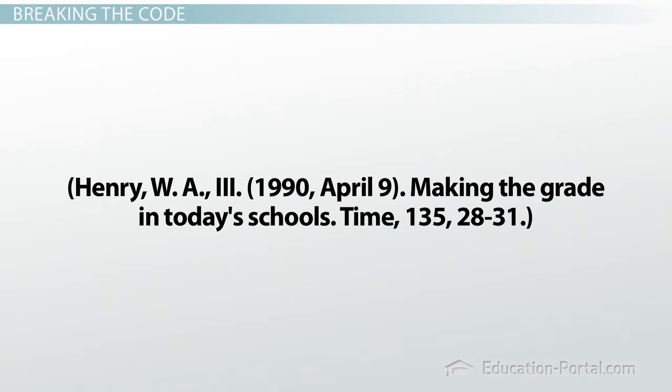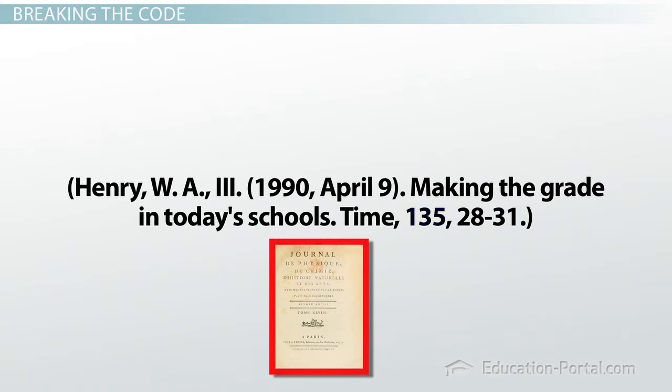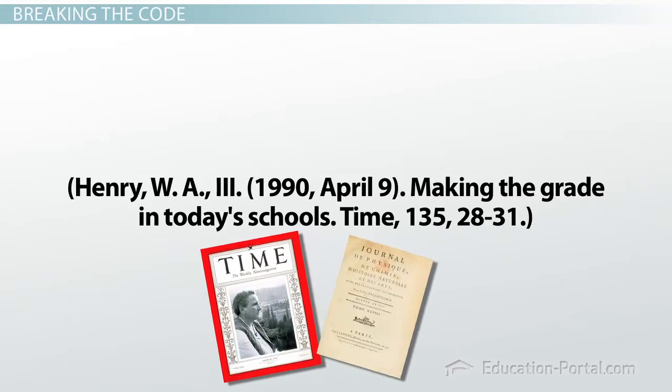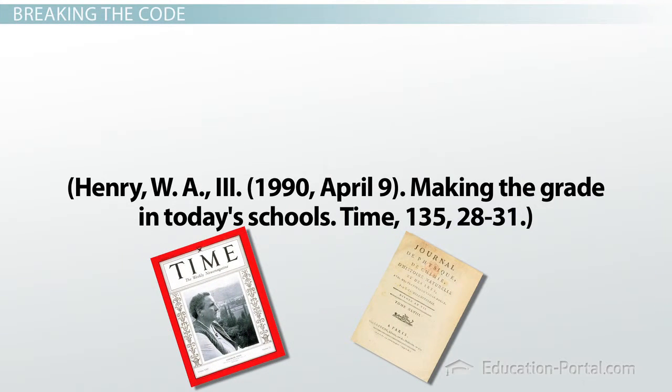The first thing that is different is that after the name of the article, Making the Grade in Today's Schools, we have the name of the magazine, Time Magazine. Following the name of the magazine, you're going to have the issue and or volume number. That's where we have our 135. And the last piece of information you're going to have in a magazine article as well as a journal article is the pages on which the entire article can be found. So in this case, pages 28 through 31.